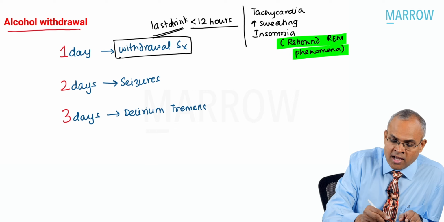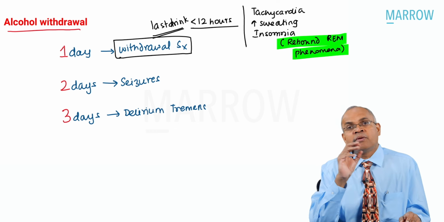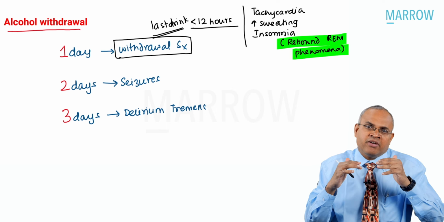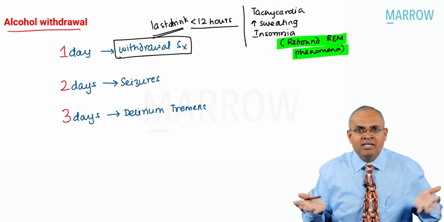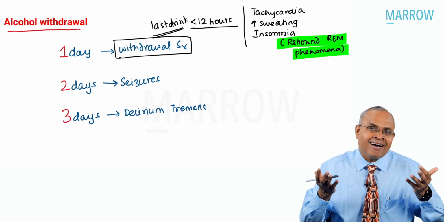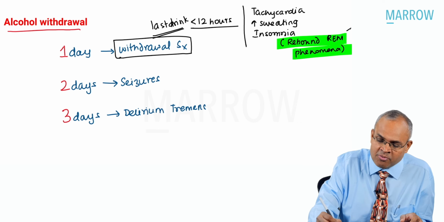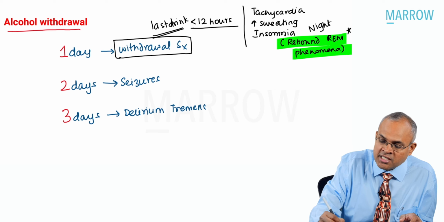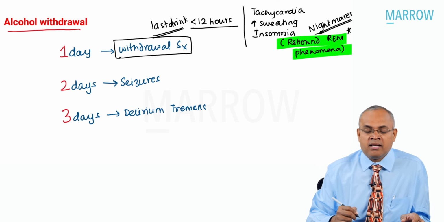What is this rebound REM phenomena? Rebound REM phenomena basically means alcohol is a suppressant of the REM phase. The moment you stop alcohol, there is an increase in the REM phase. That is called rebound REM phenomena. Clinically, these patients will present with a lot of nightmares. That's how they present. Understood?